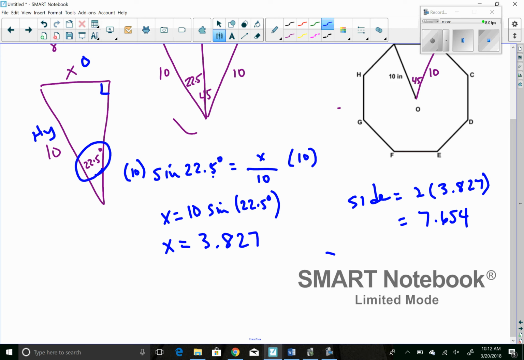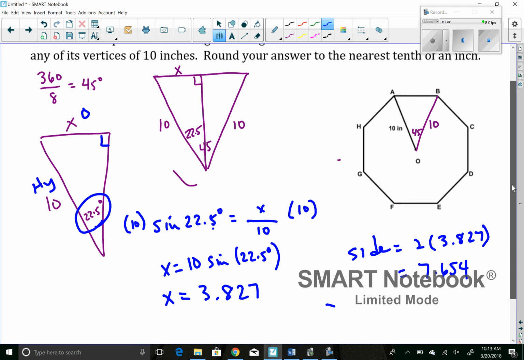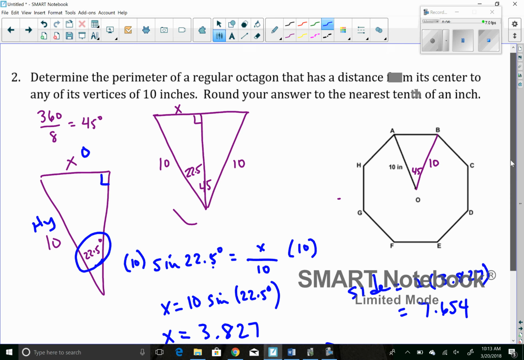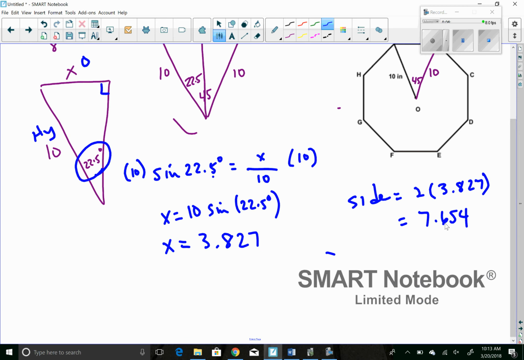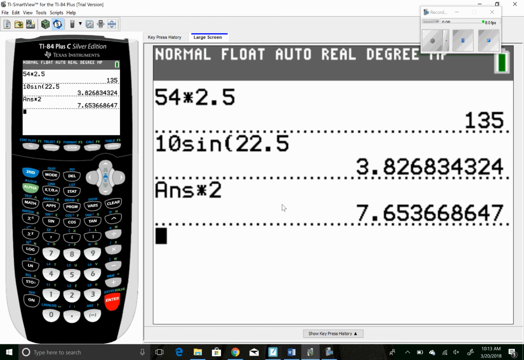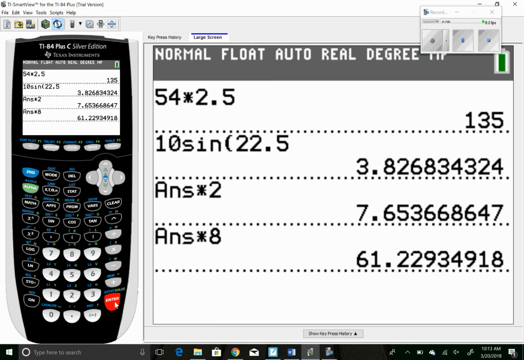Notice I'm rounding up past what it asks me to because that's not my final answer yet. So I want to make sure I didn't lose anything by rounding. So now that I know one of the sides, I can find the perimeter by taking one side and multiplying it by 8. So if I take that one side that I found, that's 7.65, and multiply it by 8, notice even in the calculator I'm not rounding. I get 61.2 for my perimeter.